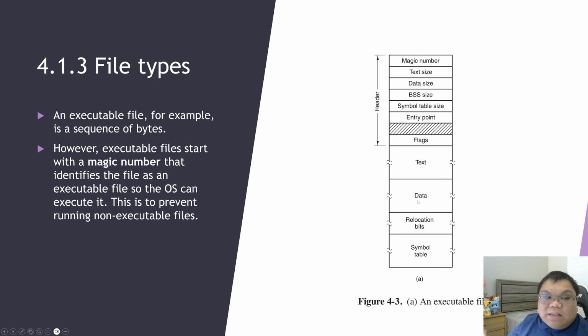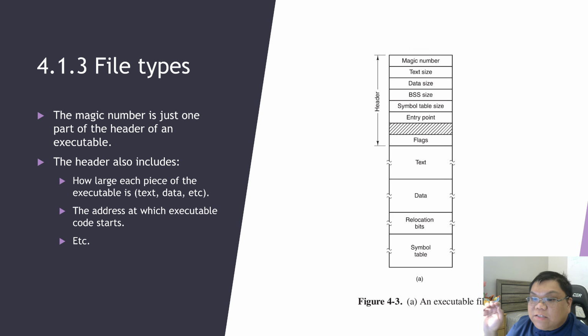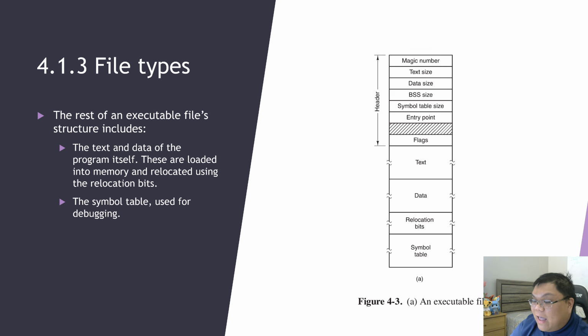An executable file, as I said, is also a sequence of bytes. But at the beginning of that executable file is a magic number that identifies the file as an executable file so that the OS can run the file. The magic number is just one part of many parts that make up the header of an executable. Other parts include how large is the text size, how large is the data size, where in the program does executable code start, and that is just one part of many other parts that make up an entire executable file. We have the text, we have the flags, we have relocation bits, and we also have the symbol table used for debugging.